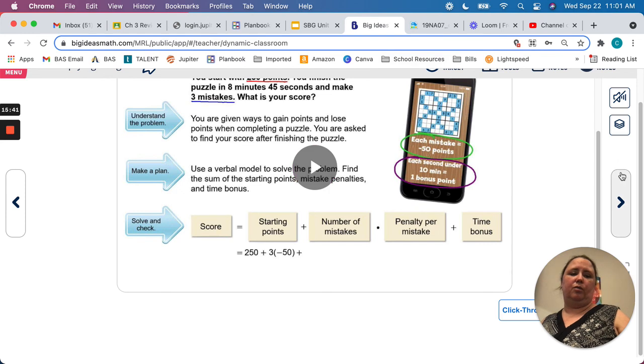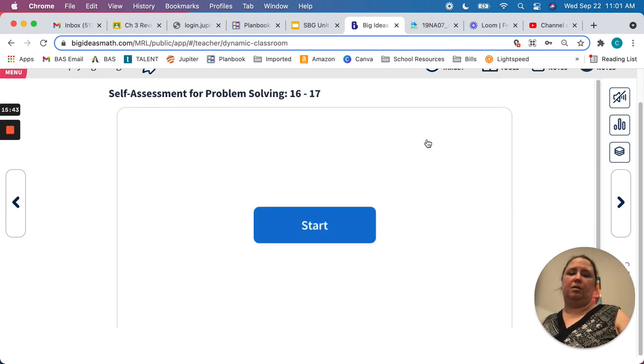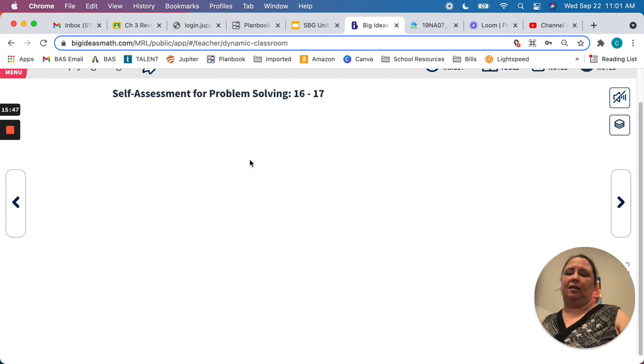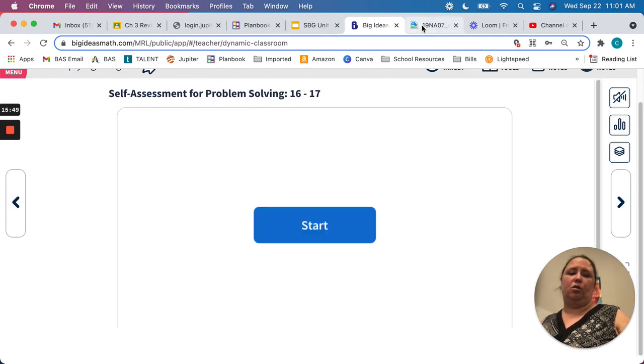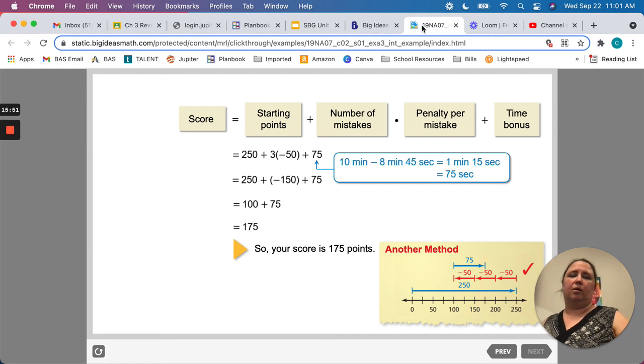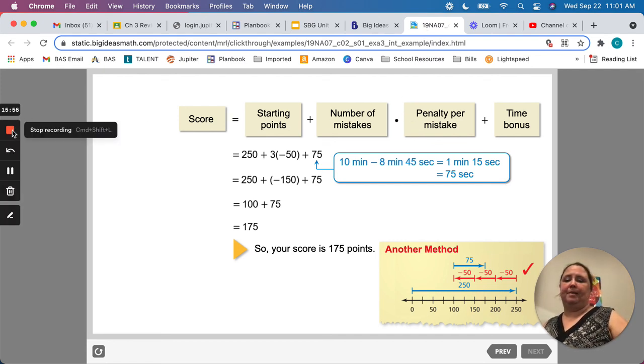You need to finish all the way through self-assessment number 17, I believe is the end. If you haven't finished that, that's what you have to do for homework tonight. It is due tomorrow. All the way through 17, and that's it. Okay? All right. Good luck.